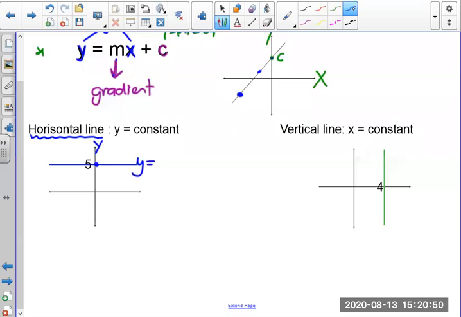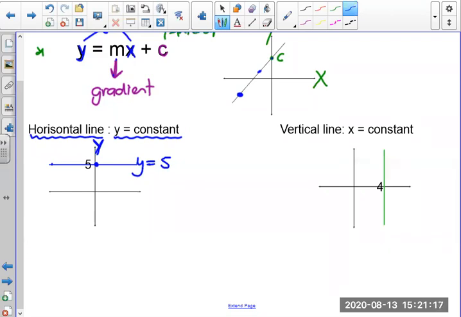y equals 5. y equals a constant. That value where it passes through the y-axis. So I'm saying again, horizontal line, where does it go through? Through the y-axis, where? At 5. So the equation is y equals 5. You don't do any calculations, nothing. You just write it down.